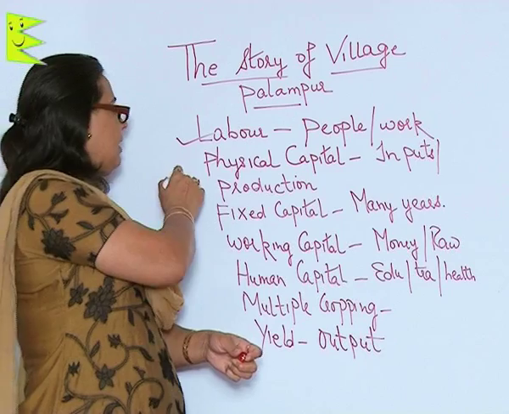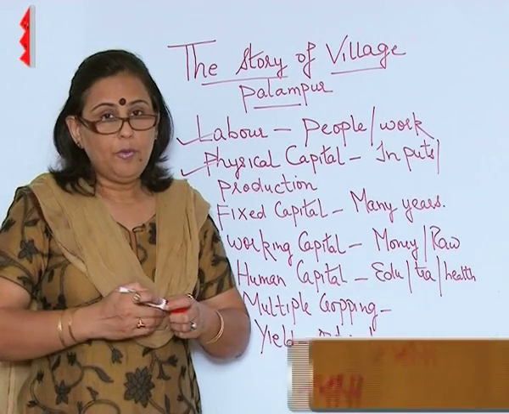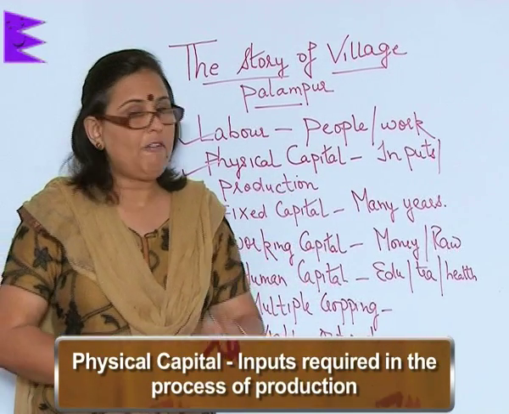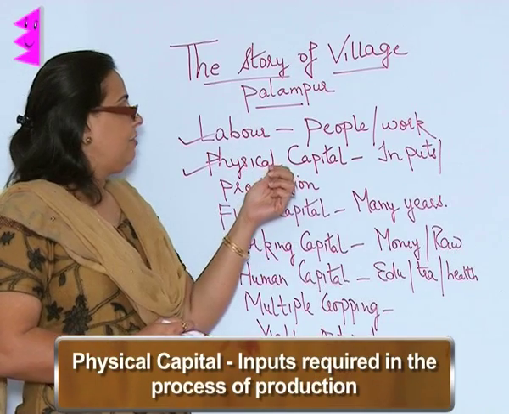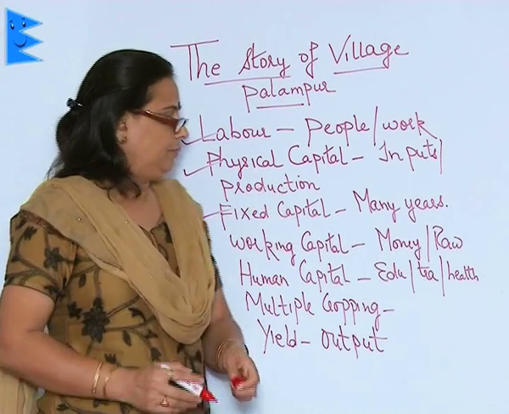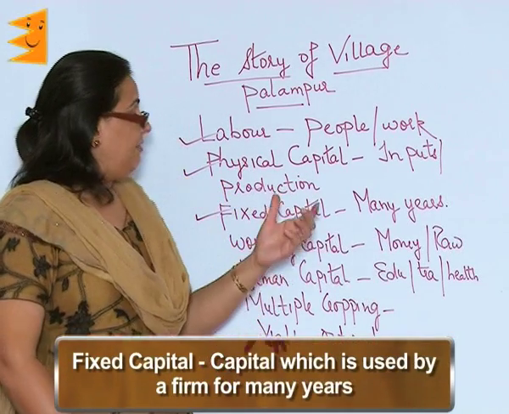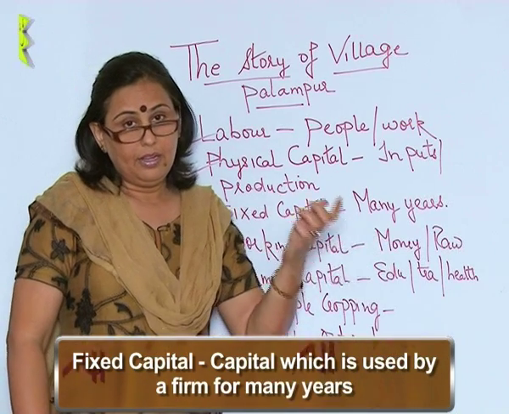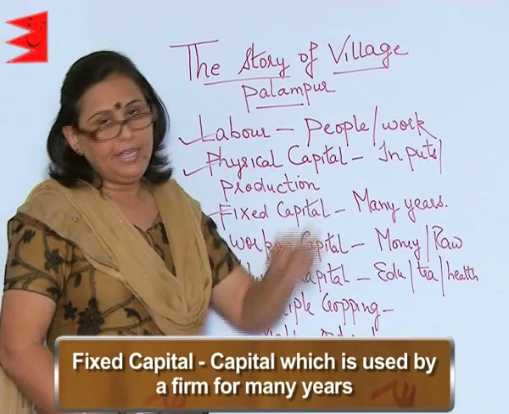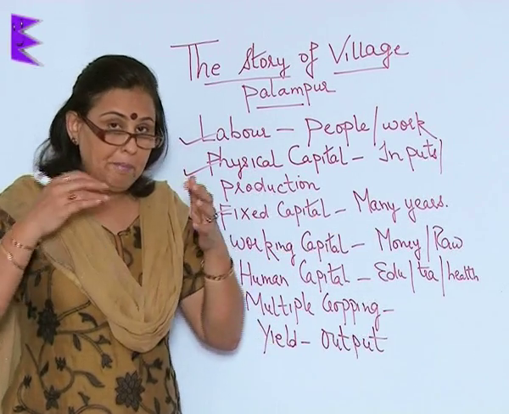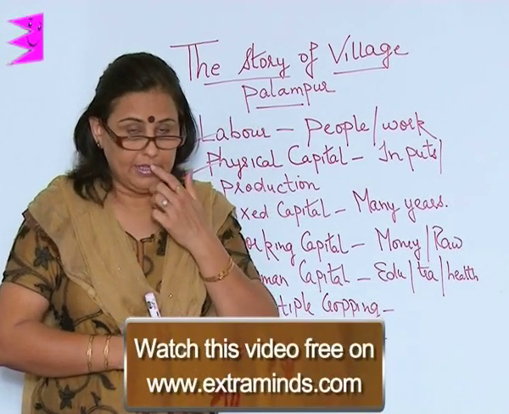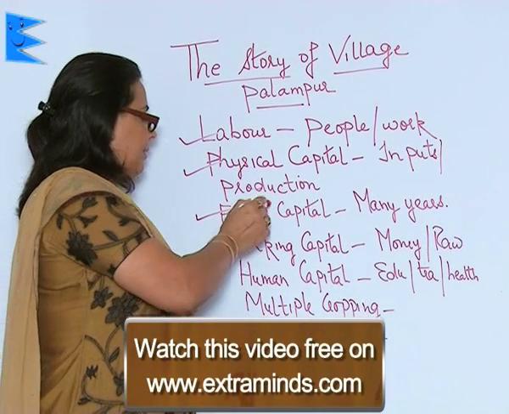Next is physical capital. The various inputs required in the process of production are called physical capital. Next is fixed capital. Fixed capital is in fact that capital which is used by a firm for many years. That is, it remains for so many years that it can be considered as fixed capital.